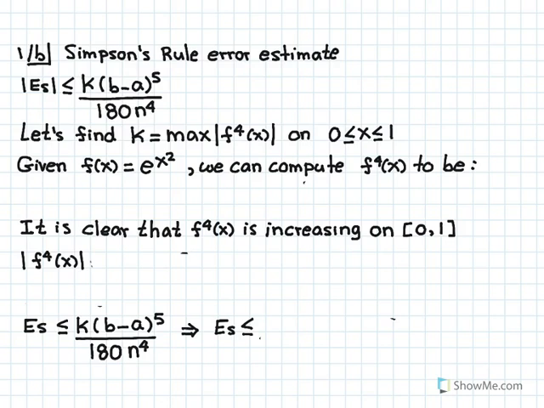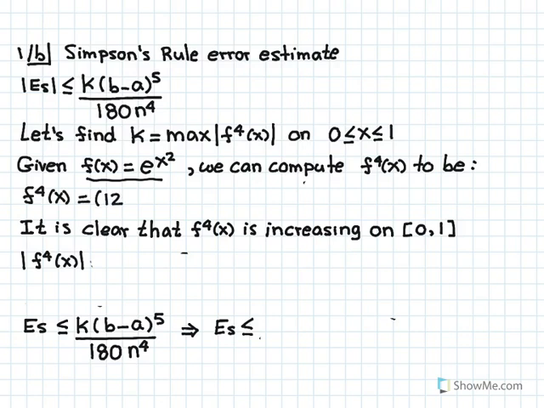We have the formula. Our goal is to find the maximum of the fourth derivative of this function. So the function is e to the x squared. We can compute the fourth derivative, although I'm not going to show you the steps for this one, but you should be able to do it by applying product rule and chain rule and power rule from calculus 1.